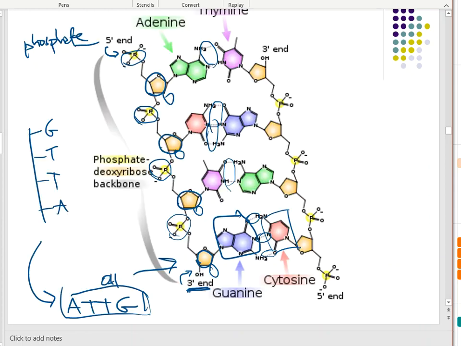So if I go back to this previous screen, one of the reasons that I did this is to kind of prove a point. Here is the 5' end, which is the phosphate end. We call that the head of the chain. And the 3' end is going to be here at the bottom. That is the OH group. The OH group is the tail of the chain.